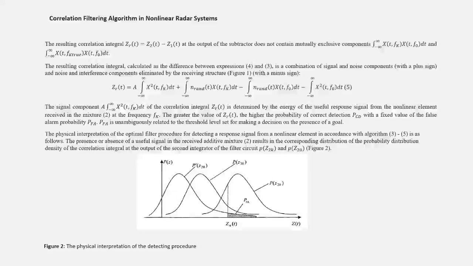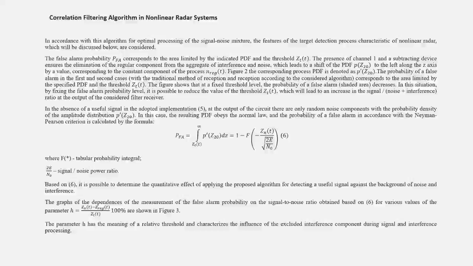The physical interpretation of the optimal filter procedure for detecting a response signal from nonlinear elements, in accordance with the algorithm, is as follows. The presence or absence of a useful signal in the receiver's additive mixture results in a corresponding change of the probability distribution density of the correlation integral at the output of the second integrator of the filter circuit, p(z|k) and p(z|0), which can be shown in Figure 2.